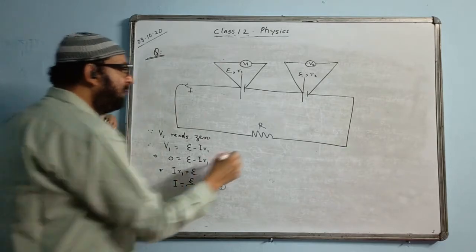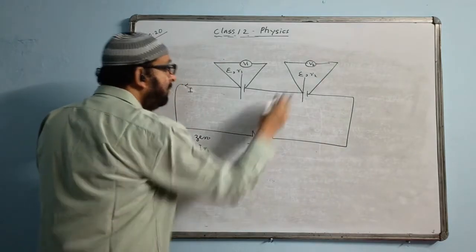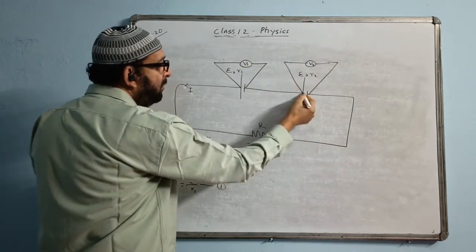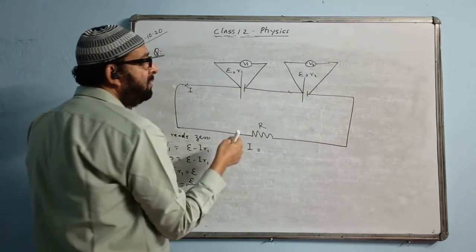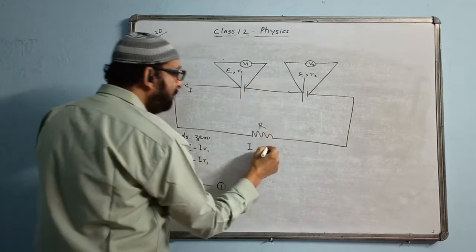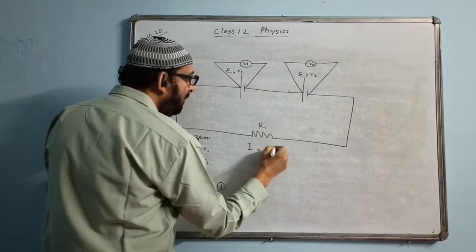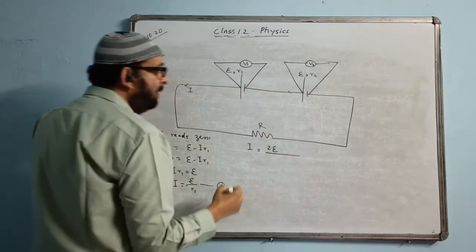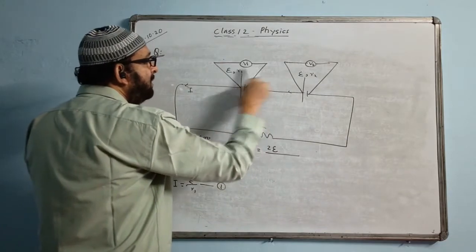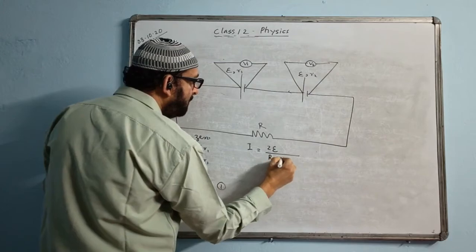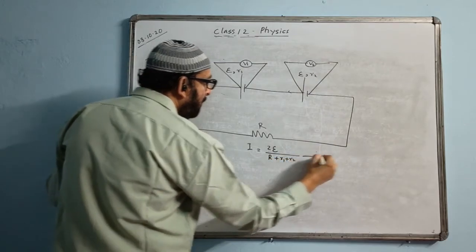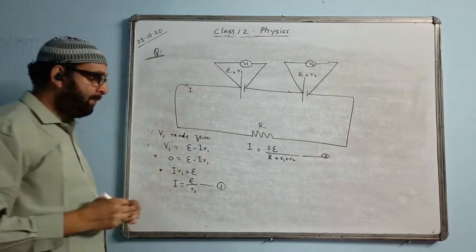Once again, I will find the value of current using both V1 and V2 as total EMF. They are giving the current in the same direction. You can see this one is the same direction. So EMF will be added up. That means the total EMF will be 2E. Total internal resistance will be this plus this addition. The total resistance will become R plus R1 plus R2. This is equation number 2.